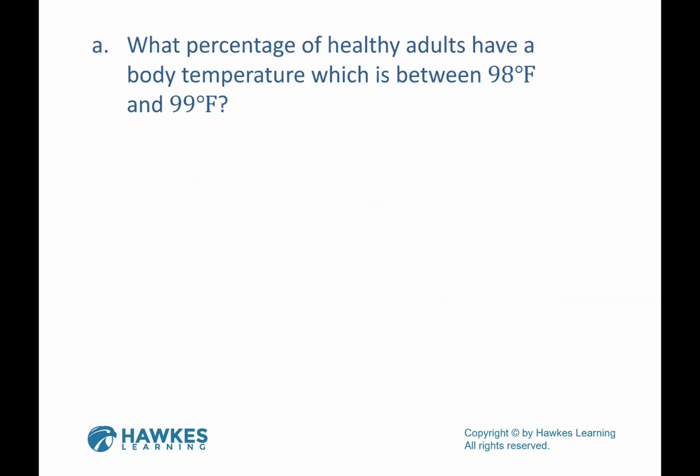So we want to know what percentage of healthy adults have a body temperature between 98 and 99 degrees. What temperature do we need to change to a Z on this one? Both of them, right? We've got two, because we want to know something about both of these. We want to know the probability of it being between these two. So we'll have to use our Z formula twice.